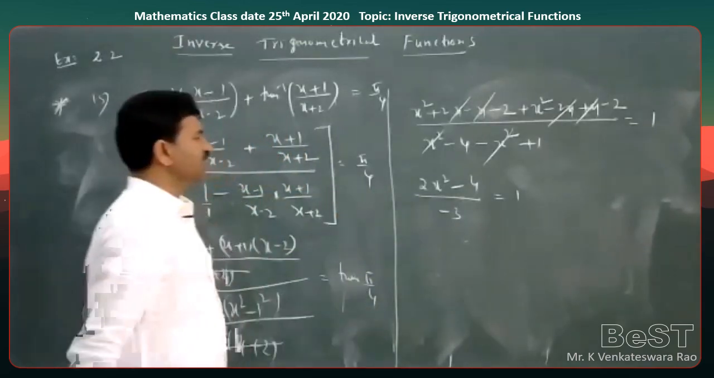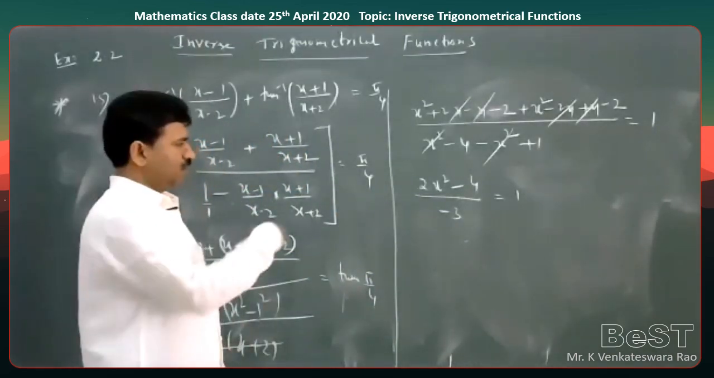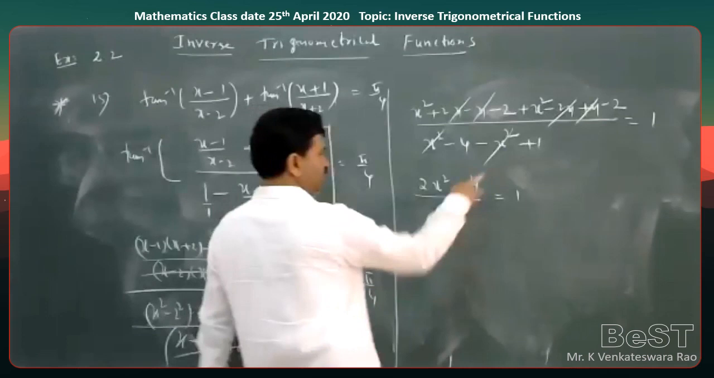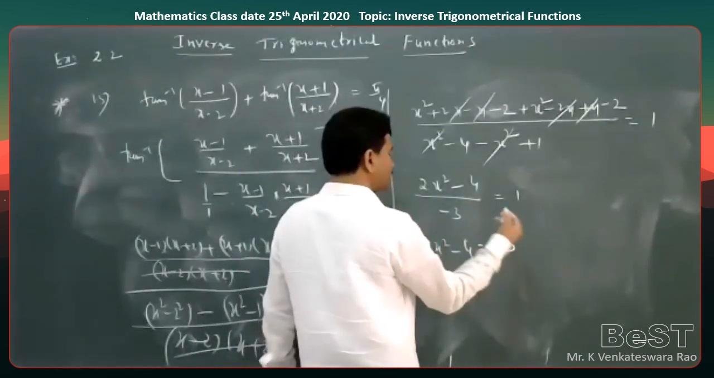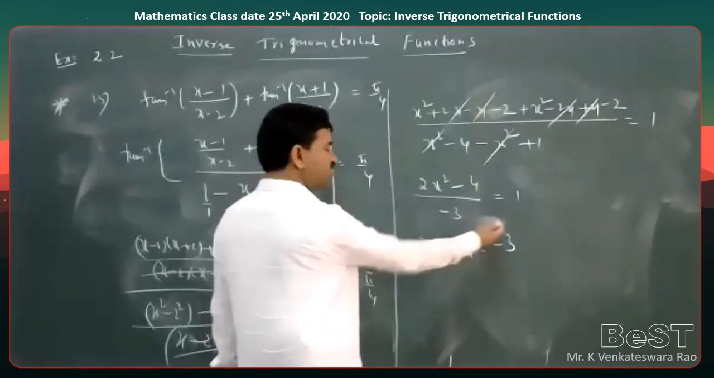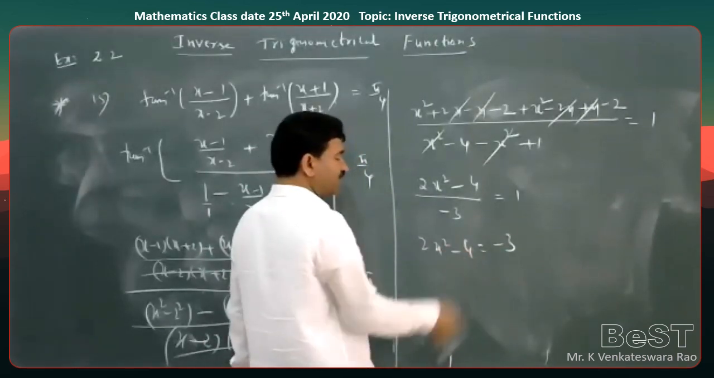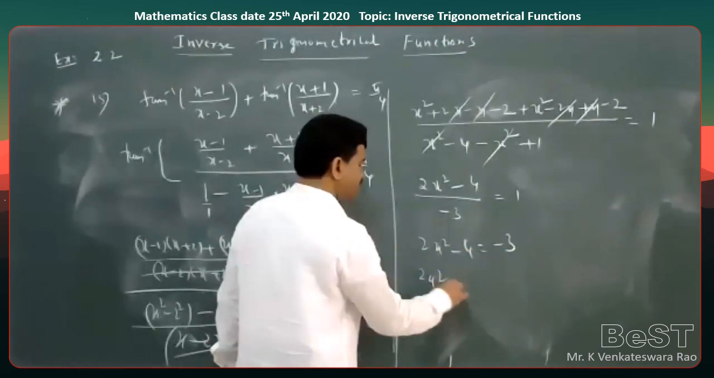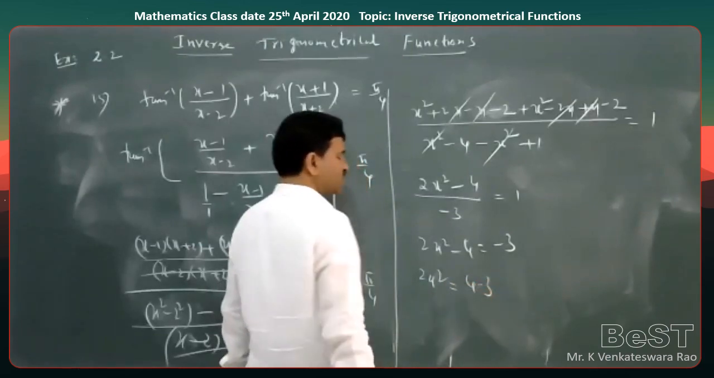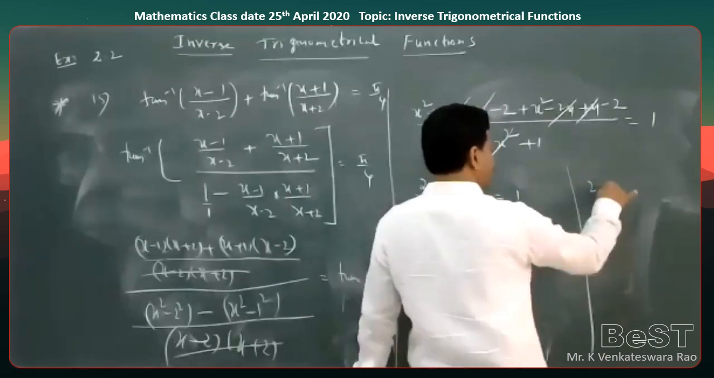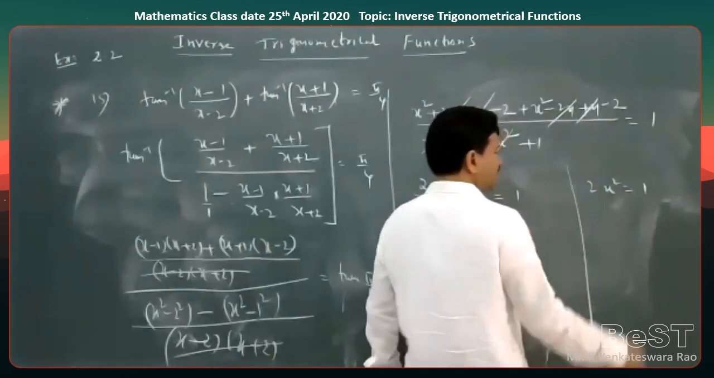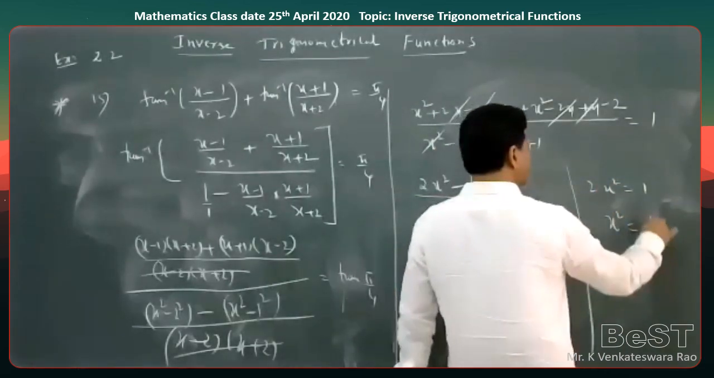Sending the minus 3 to the left side, do the cross multiplication. 2x square minus 4 is equal to minus 3. Sending the minus 4 to the right side, minus 4 becomes plus 4. 2x square is equal to 4 minus 3. That value is 1. So what is 2x square value? 1. So x square is equal to 1 by 2.